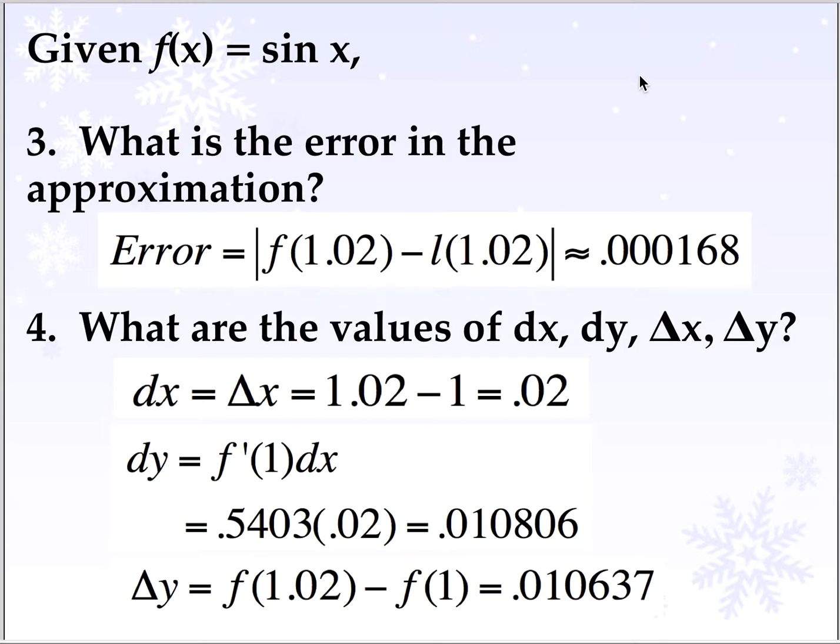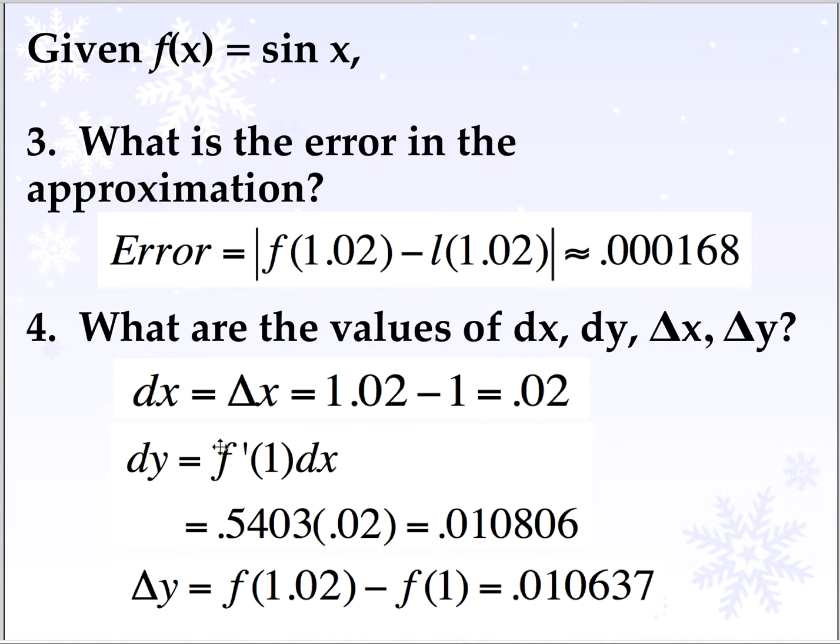And then the last thing you were to do were to calculate the values of dx, dy, delta x, and delta y. So the one thing here is that dx and delta x are always going to be exactly the same thing. It's that run, your rise over your run. So it's the run part. It's your horizontal displacement from your fixed point, and these two will always be the same. 1.02 minus 1, you get 0.02.